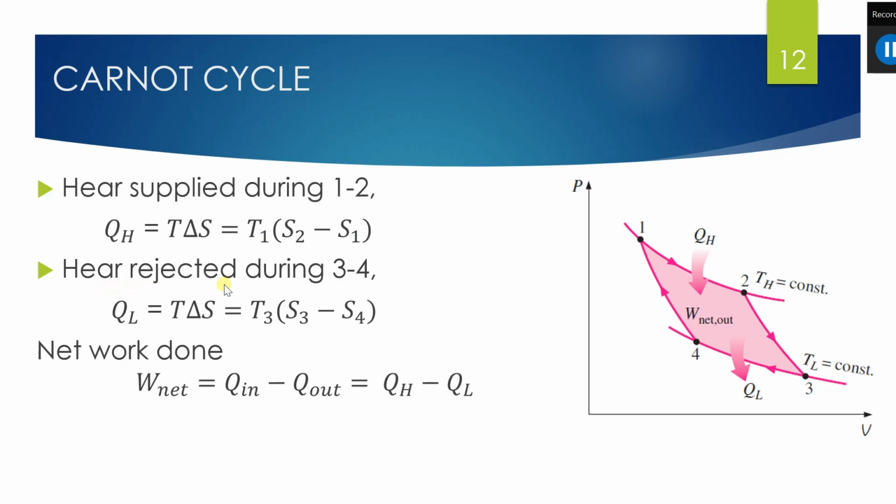Similarly, heat rejected during 3 to 4, that is QL, is equal to T into delta S, which is equal to T3 into (S3 minus S4). Okay, the entropy of the system at 3 minus the entropy of the system at 4. Okay, so net work done is equal to Q input minus Q output, or net heat in minus net heat out, that is equal to QH minus QL.